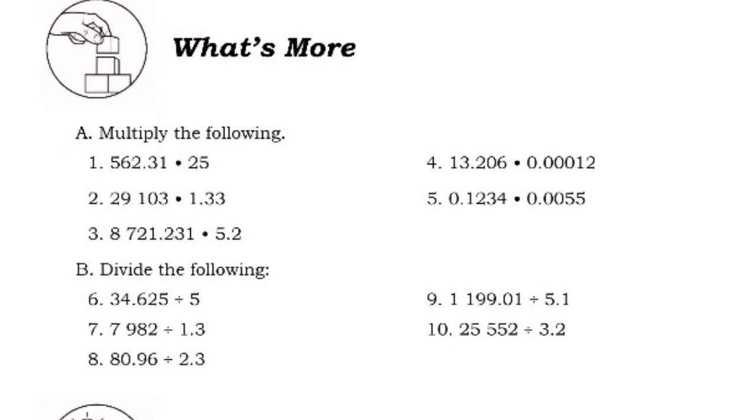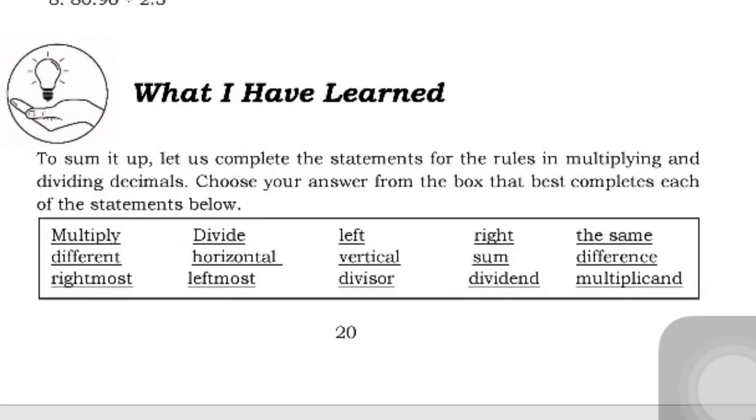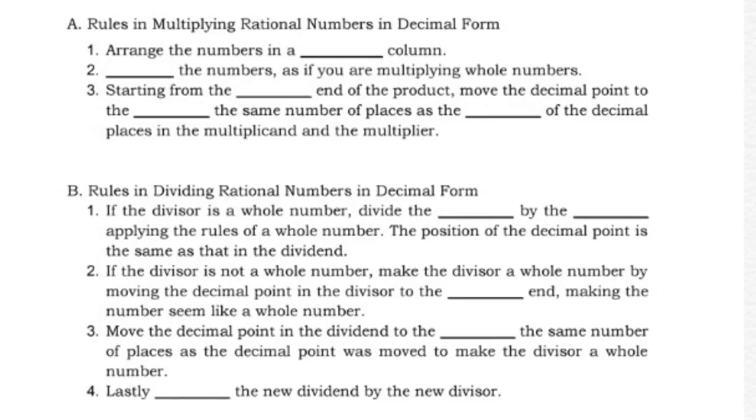Then what's more, apply here what you have learned in our discussion. So for A, multiply the following, 5 numbers. Then B, divide the following, also 5 numbers. Then what I have learned, you're going to have your answers inside the box. So you have items A and B. So for items A, 3 numbers. For items B, 4 numbers. So just select your answers from the box.